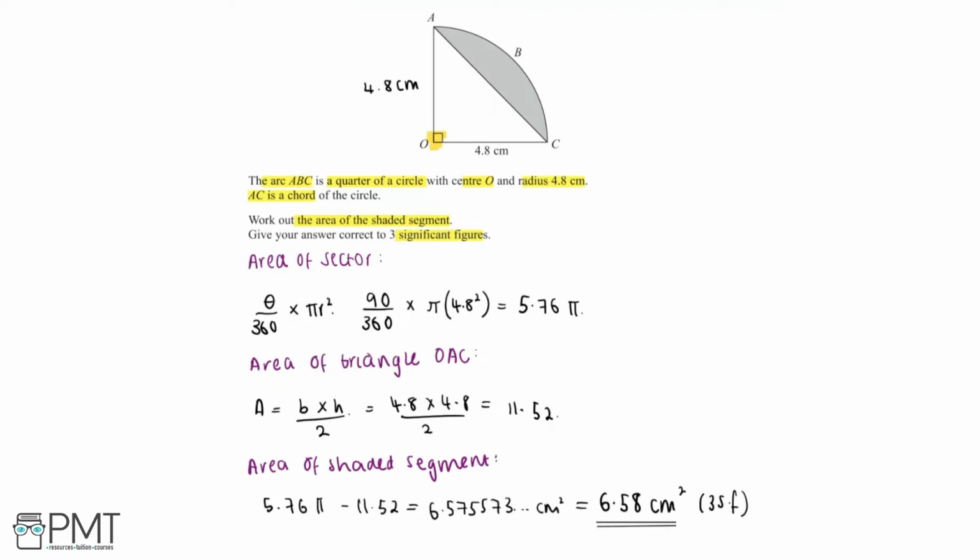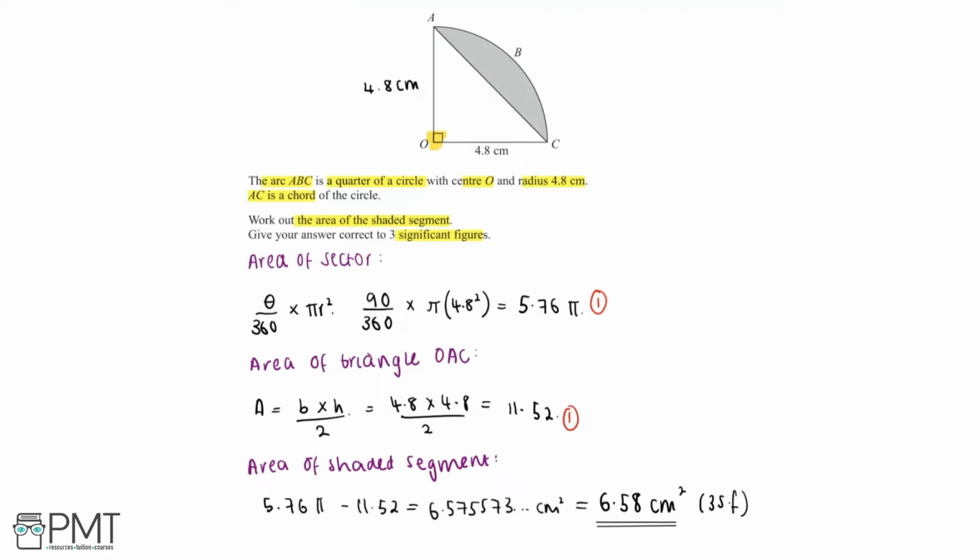Now this question is worth 3 marks, so let's take a look at where these marks are allocated. The first mark is for using the formula for the area of a sector in order to find that the area of sector OAC is equal to 5.76 pi centimetre squared. The second mark is for finding the area of triangle OAC in order to find the area of the shaded segments, and so we found that the area of triangle OAC is 11.52 centimetre squared.